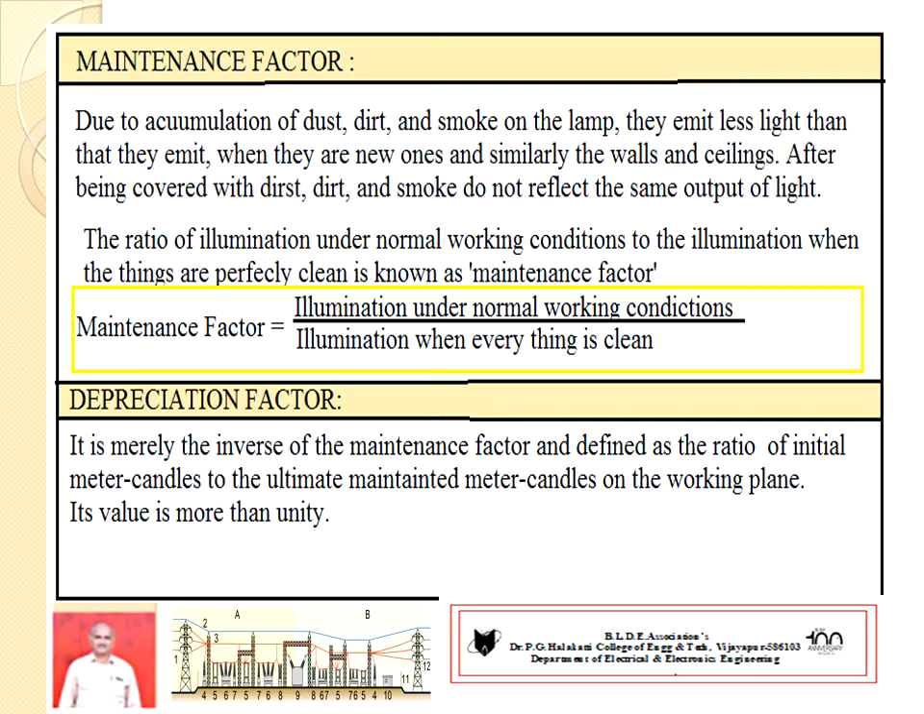So, depreciation factor may also be considered. It is just opposite to maintenance factor. It is the illumination when everything is clean to the illumination under normal working condition. Hence, the depreciation factor is always greater than 1, because it is the inverse of maintenance factor. These all factors are useful while designing the lighting schemes in building.